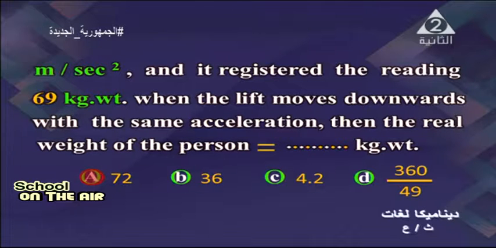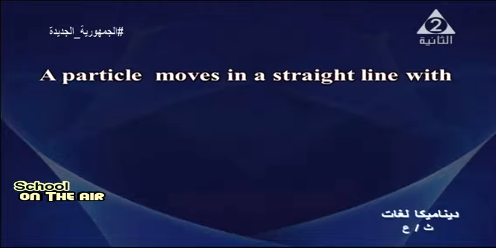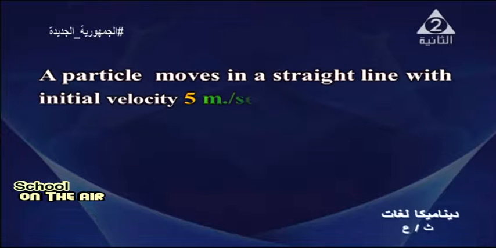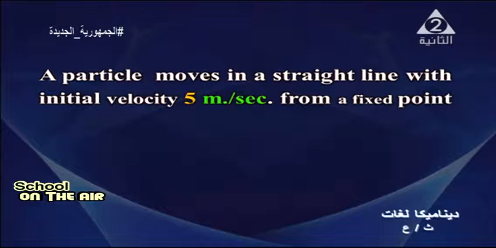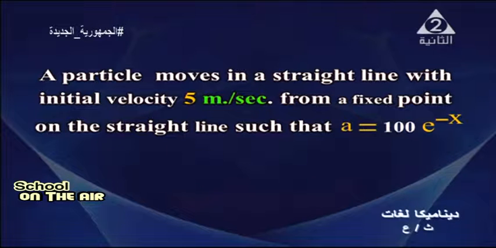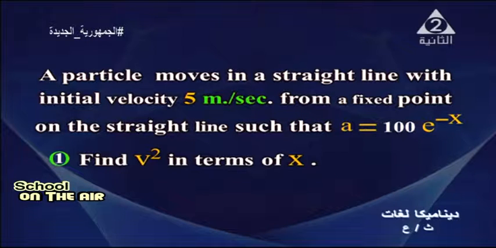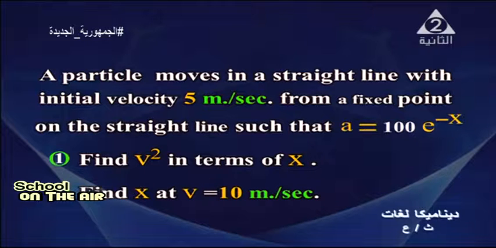Another question. A particle moves in a straight line with initial velocity 5 meter per second from a fixed point on the straight line, such that the acceleration A equals 100 e power negative x. Number 1, find v squared in terms of x. Number 2, find x at v equals 10 meter per second.